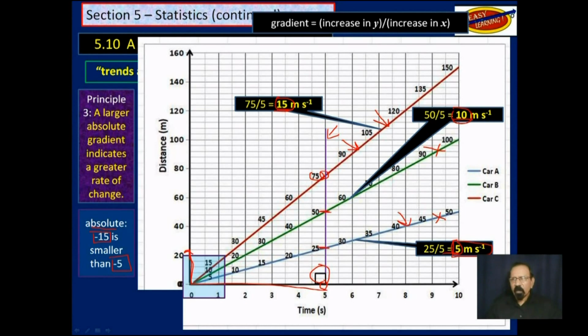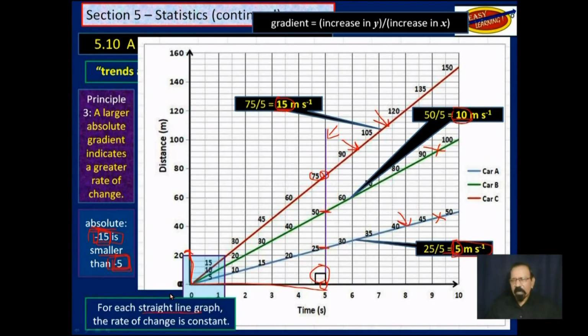Notice that negative 15 is smaller than negative 5. But if we take the absolute value, then 15 is greater than 5. For each straight line graph, the rate of change is constant throughout. So this blue line, it doesn't matter where you consider the rate of change or the gradient, it will always be 5. And the same thing applies to that green line and the red line.